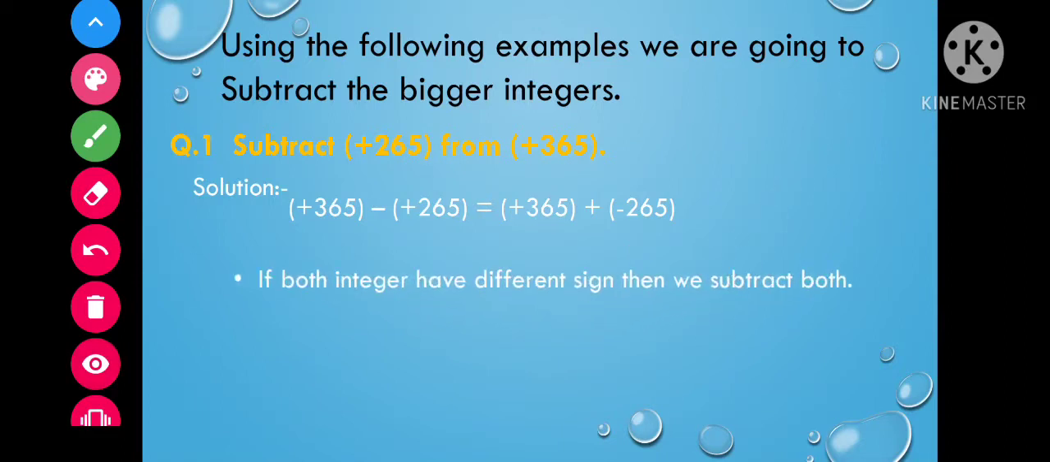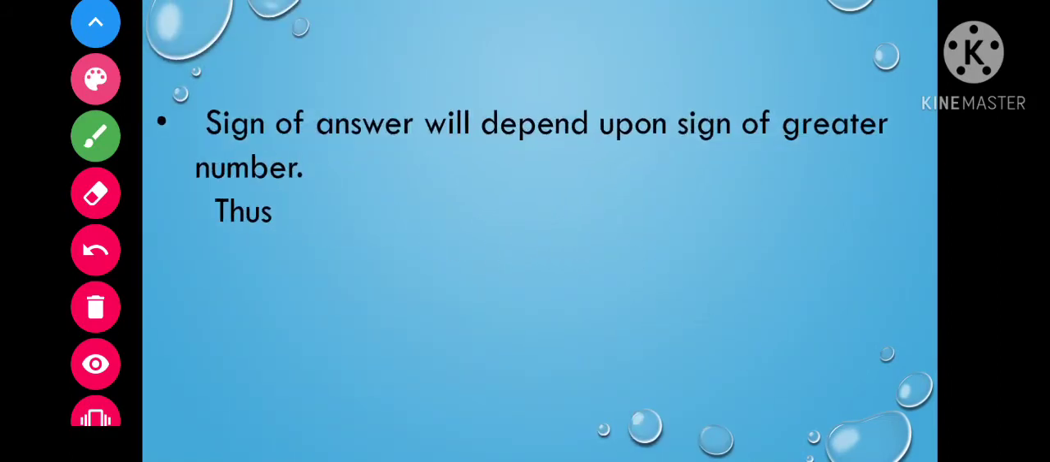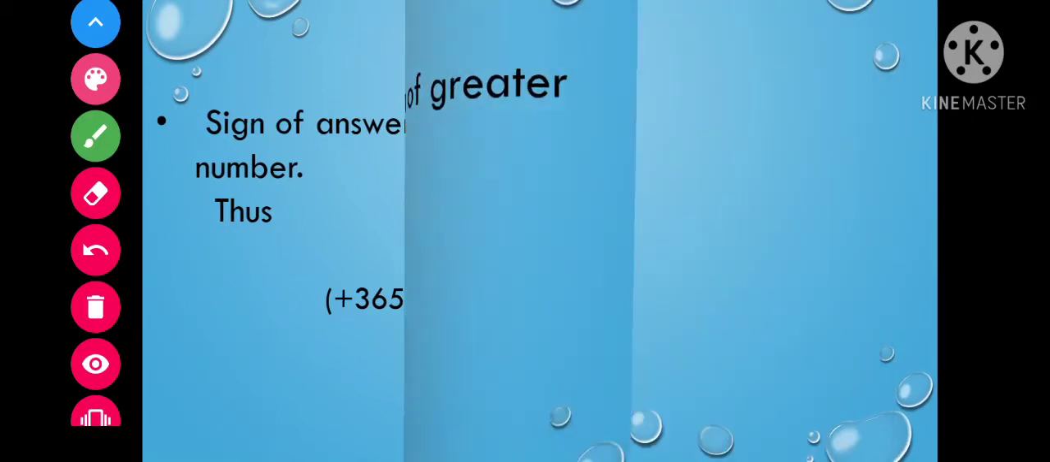Then if both integers have different signs, we subtract both. 365 minus 265 equals 100. But the sign of the answer will depend upon the greatest number. Then plus 365 minus 265 equals plus 100. Why is it plus here? Because 365 is greater than 265 and the sign of 365 is plus. So the answer will be plus.